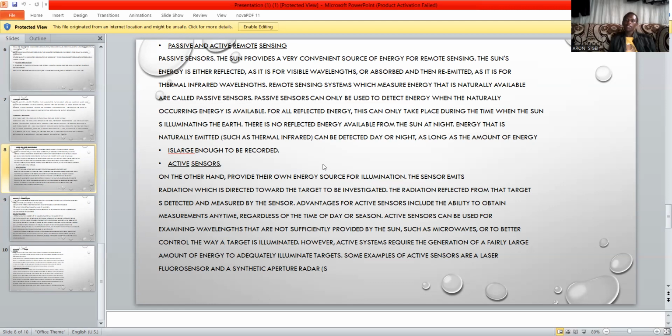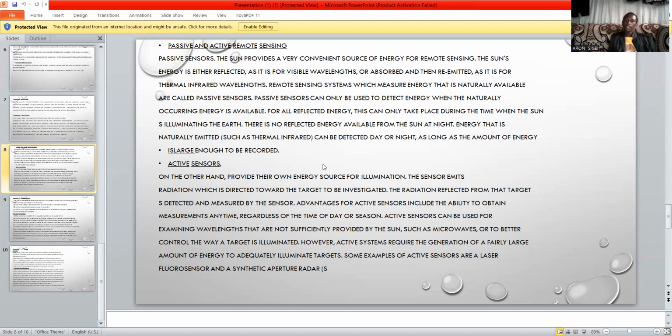Advantages of active sensors include the following. One, the ability to obtain measurements anytime, regardless of the time of the day or season. Active sensors can be used for examining wavelengths that are not sufficiently provided by the sun's energy, such as microwaves, or to better control the way a target is illuminated.